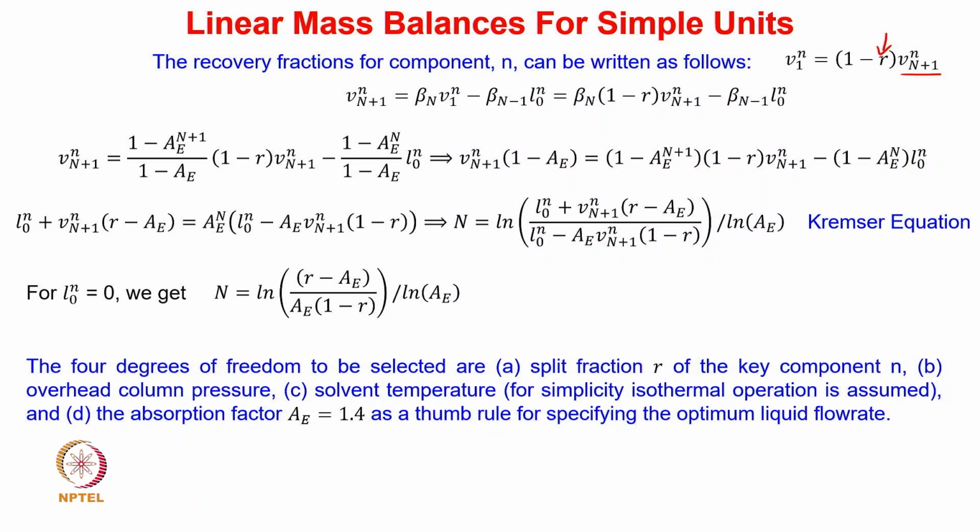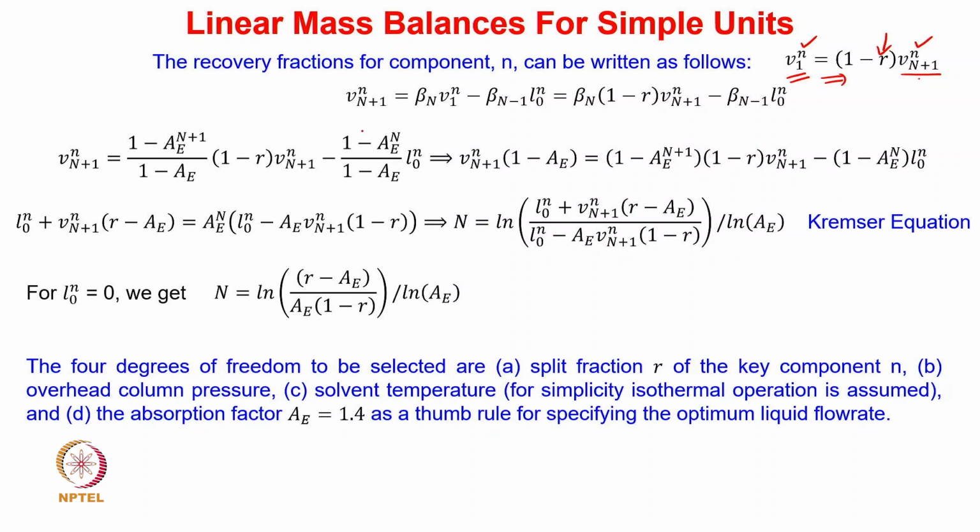So R times (1 minus R) we are multiplying to this, so that will give me the molar flow rate of the vapor coming out from the absorption unit. So V1 will be given as (1 minus R) Vn plus 1, and the superscript we have used to represent this equation for the key component. Here the key component is N. Now this particular expression we can put in the original equation.